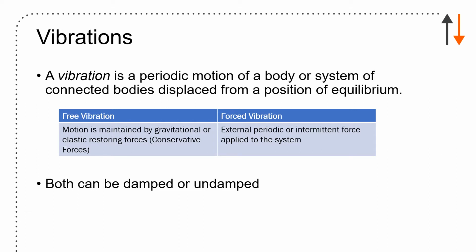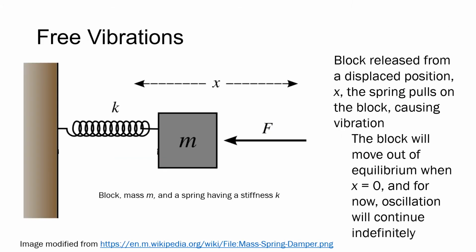Vibrations, and it's always good to have a definition: vibration is a periodic motion of a body or system of connected bodies displaced from a position of equilibrium. We're going to have two different cases. Free vibration, where motion is maintained by gravitational or elastic restoring forces, conservative forces, or we're going to have external periodic or intermittent forces applied to the system. The typical case is, say, a mass on a spring, and it's just going to oscillate up and down. Both can be damped or undamped.